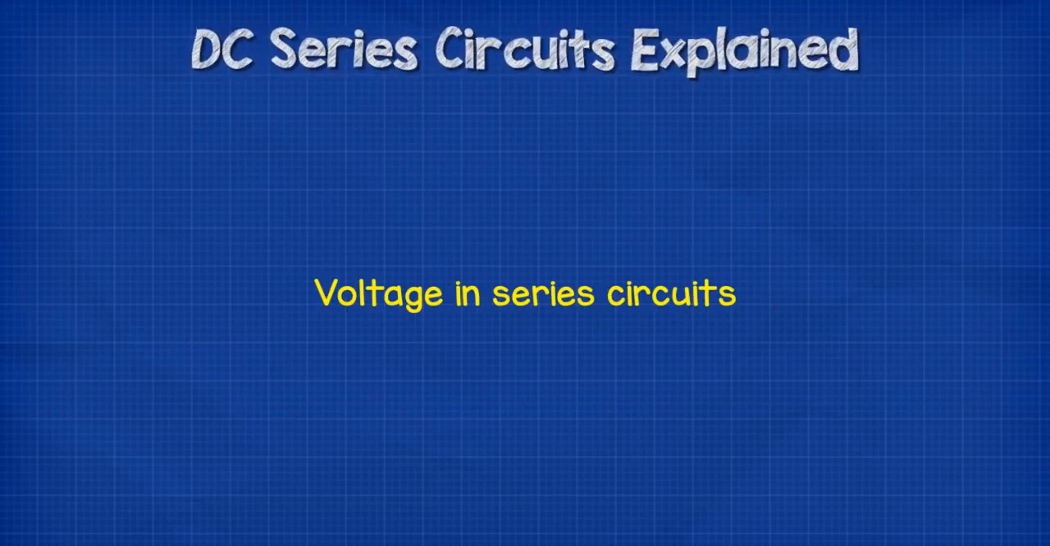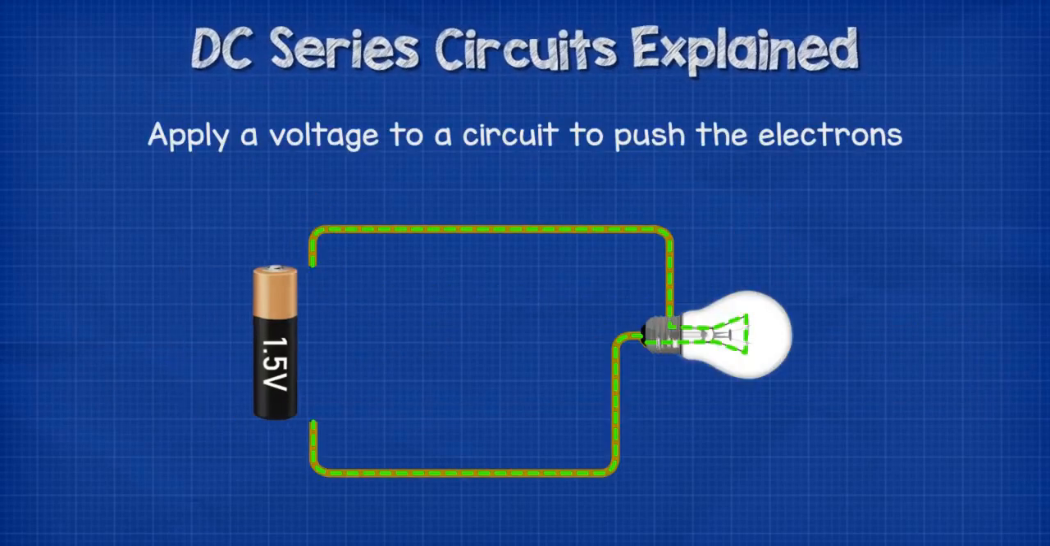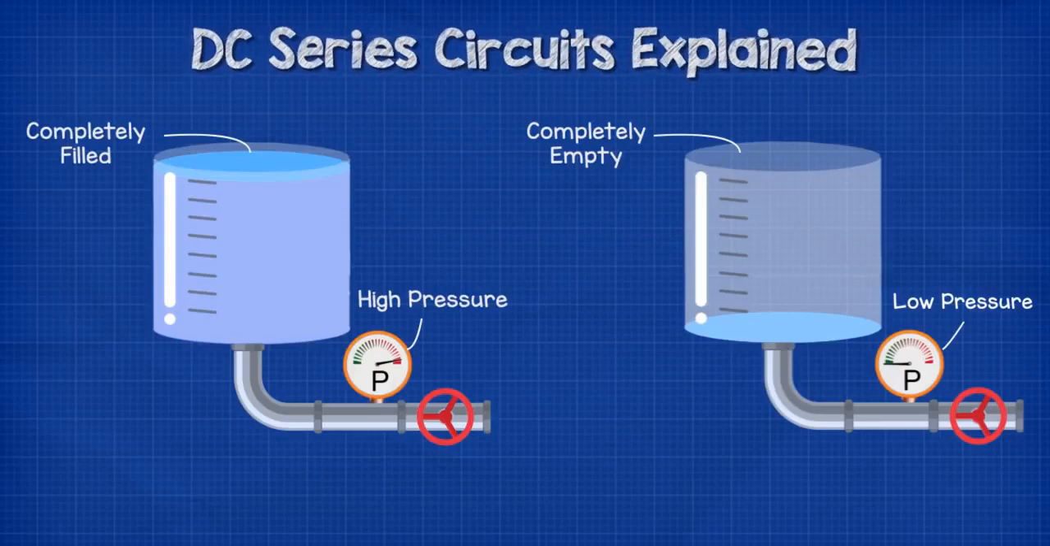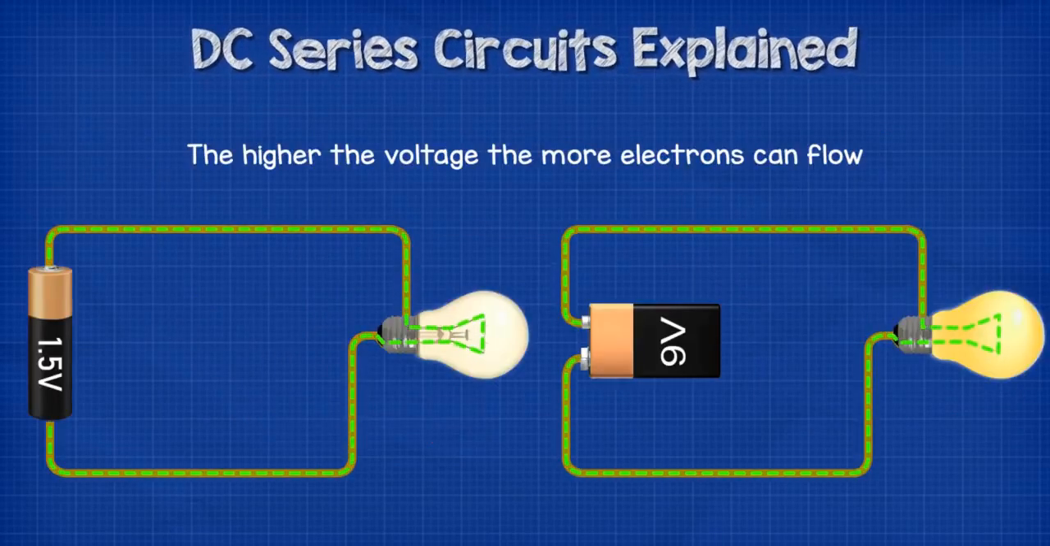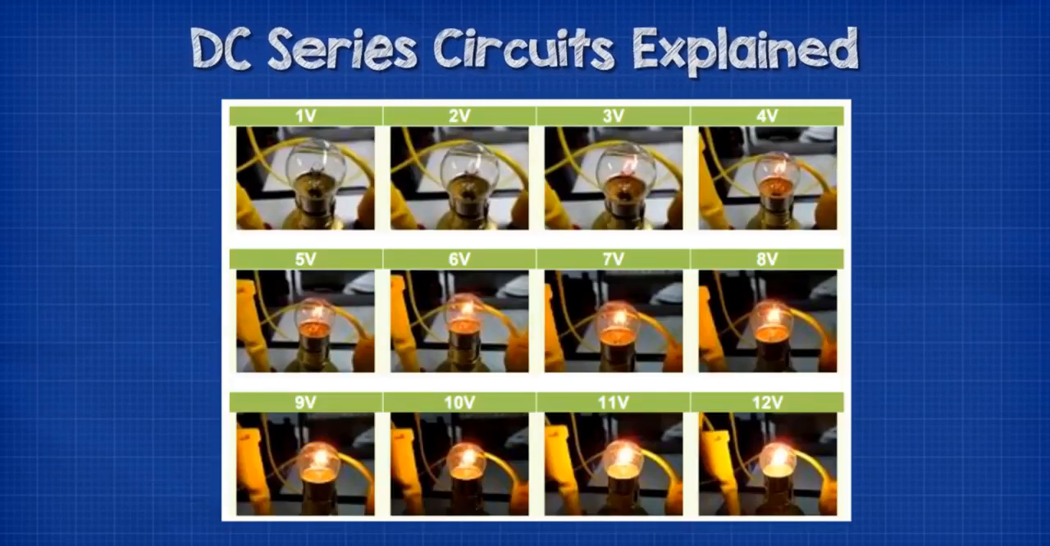Voltage in series. Remember, voltage is the pushing force of electrons. It's like pressure in a pipe. The higher the pressure, the more water can flow. The higher the voltage, the more electrons can flow. We can see that by varying the voltage to a lamp as illustrated here. The lamp increases in brightness as the voltage increases.